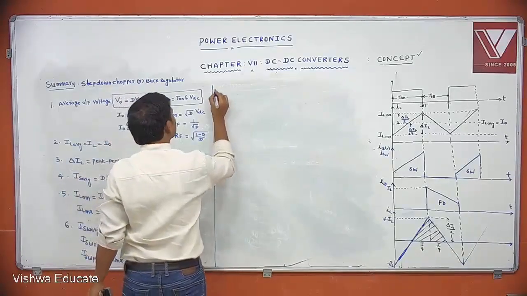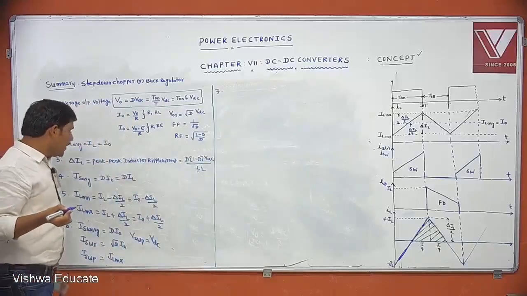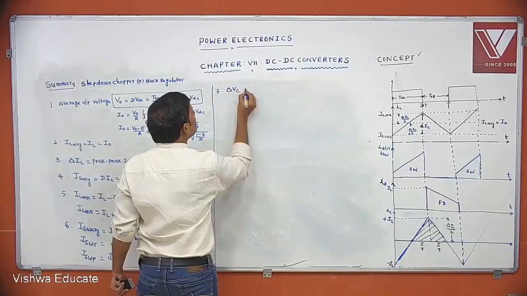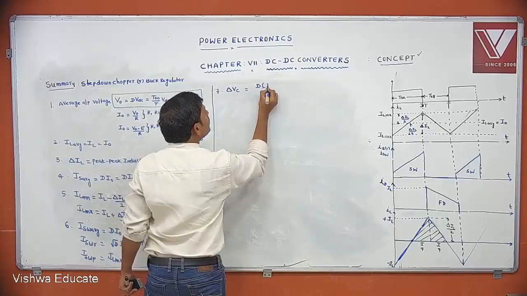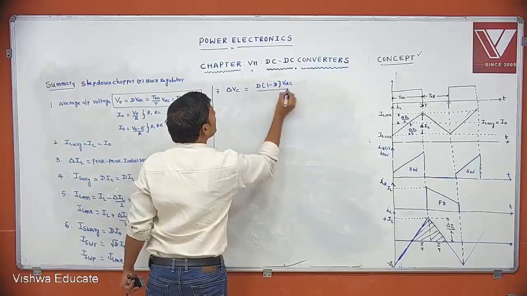What is the seventh one? Seventh parameter we calculated, you tell me. Peak to peak capacitor ripple voltage. D into (1 minus D) into VDC by 8 LC.